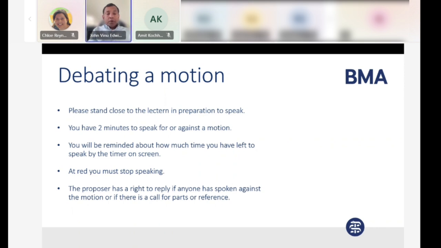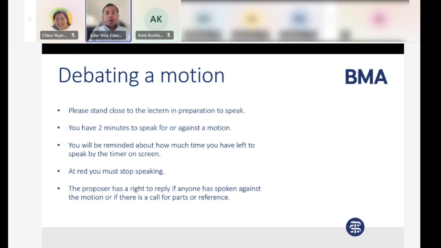The proposer has a right to reply. Say, for example, you're proposing a motion and there's a debate going on between two sides on a topic. For example, now the weather is dry, whether you need a hosepipe ban or not. So you say we don't need a hosepipe ban, it's been raining quite good in the winter months. And the next person says no, we have to conserve water, we don't know what's going to happen in the next few months. So you have for and against.